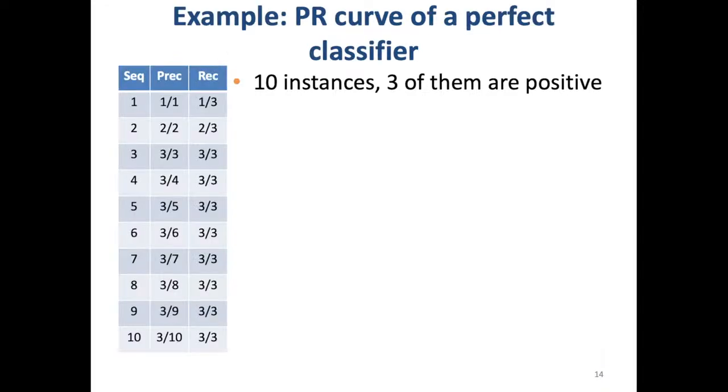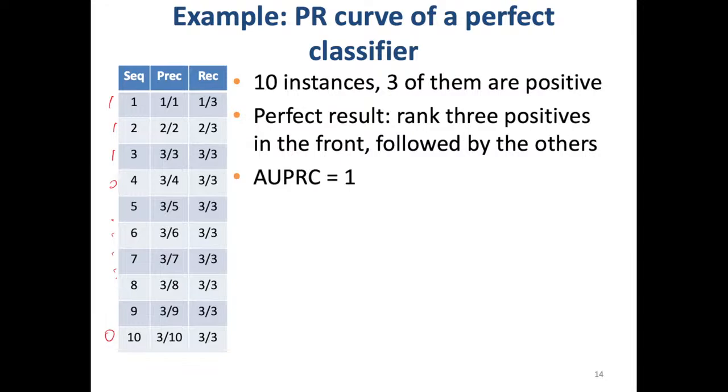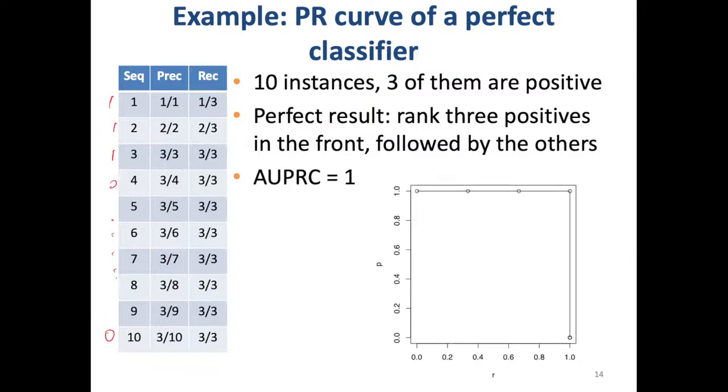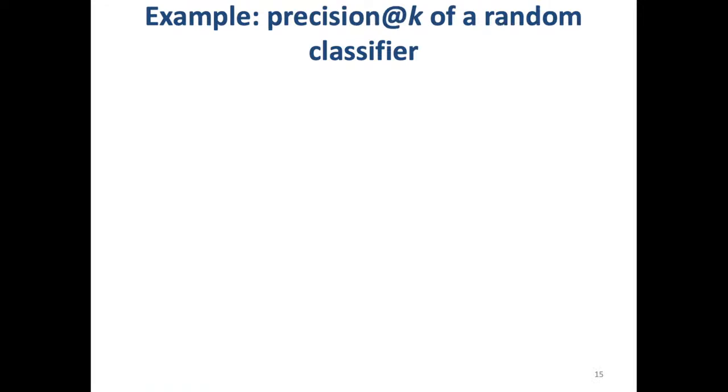So let's look at the perfect classifier, okay? So a perfect classifier, which means these 3 instances are in fact 1, and all the others are in fact 0. That's the truth. And then you can compute the precision and recall here. And then if you really connect all the precision and recall together, you will get area on the curve, which is exactly 1. So that's a perfect classifier, which is the same as in the ROC curve. Now let's think about a random classifier.